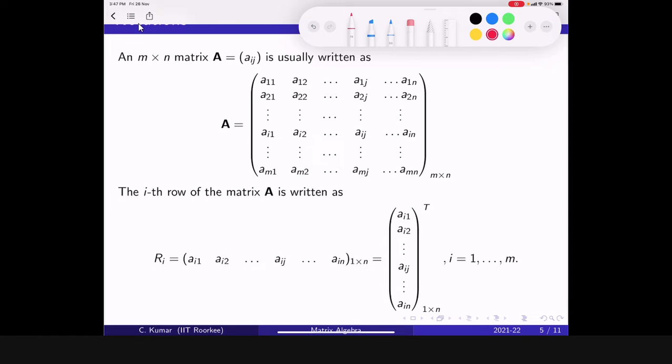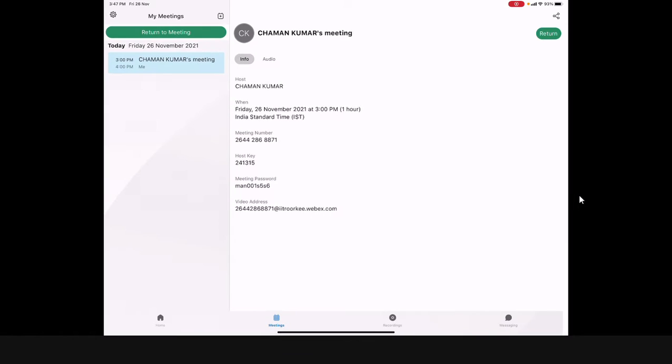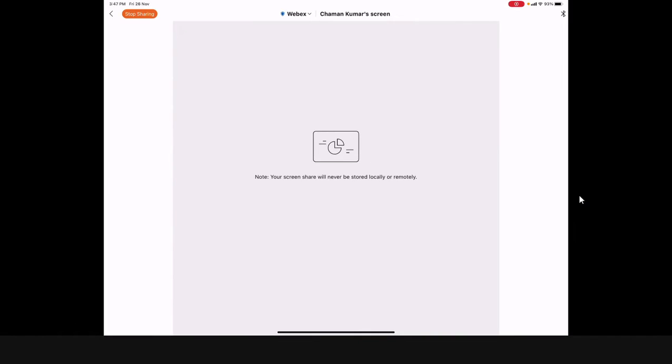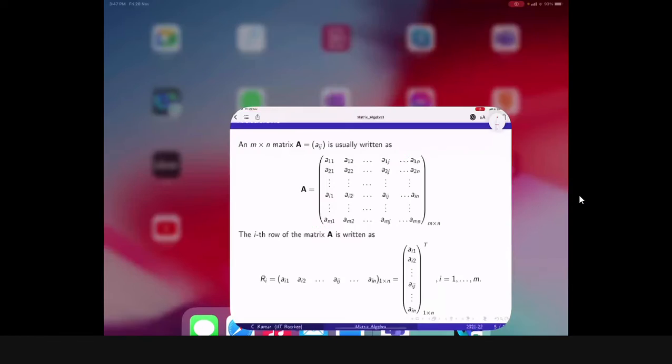The screens, because there are several options here in WebEx where you can raise your hand and all those things are there. But if you do that, I will not be able to see that. So you unmute yourself.